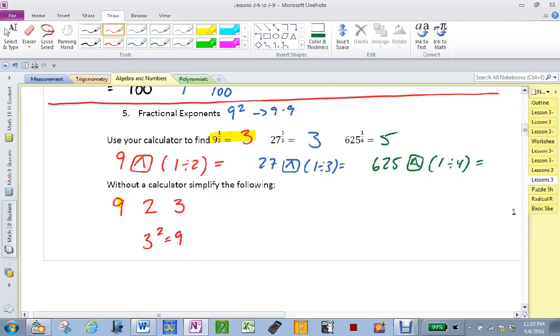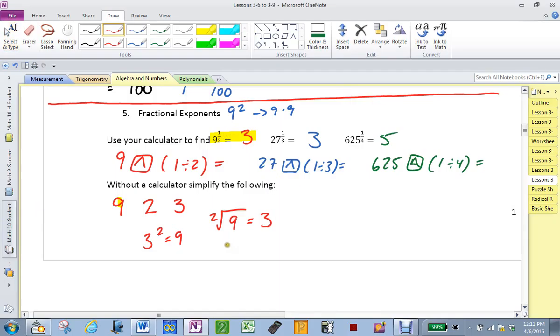Not 9 divided by 2 equals 3. Something to do with 9 will get us to 3. What? No, because 9 divided by 3 is 3. Can you think of something else? Square root of 9 is 3. Now how would I write square root? Index of 2, square root of 9 equals 3, yes? Is everybody cool with that?